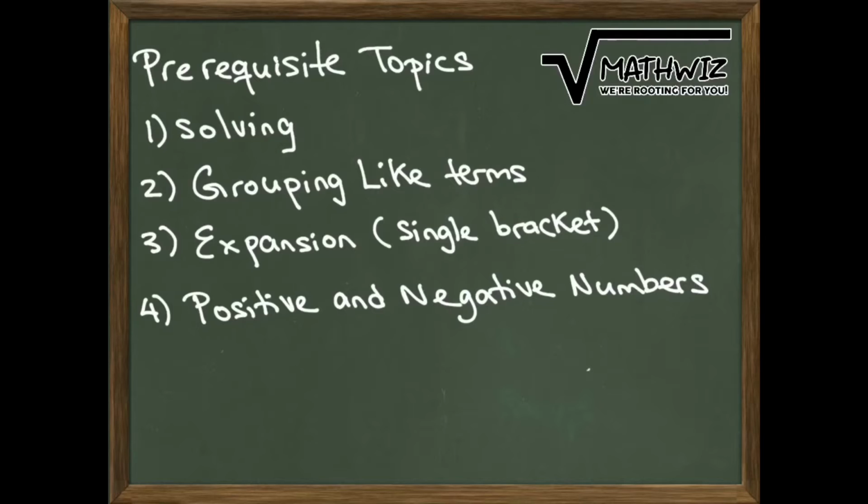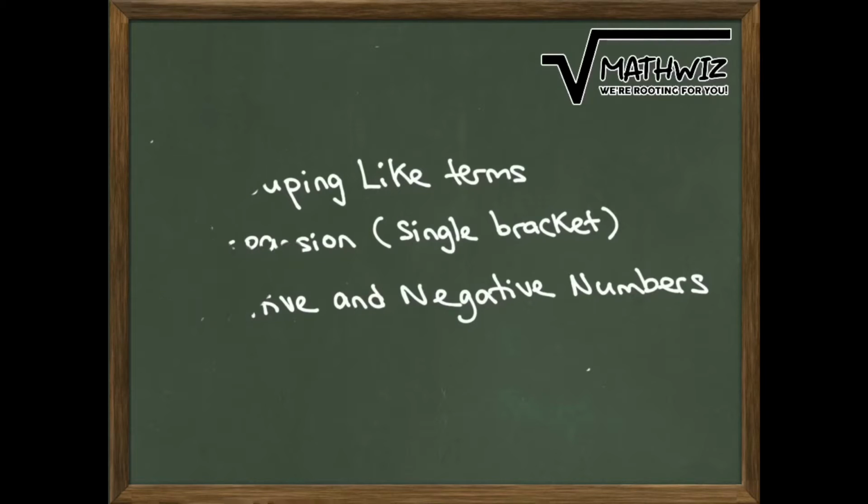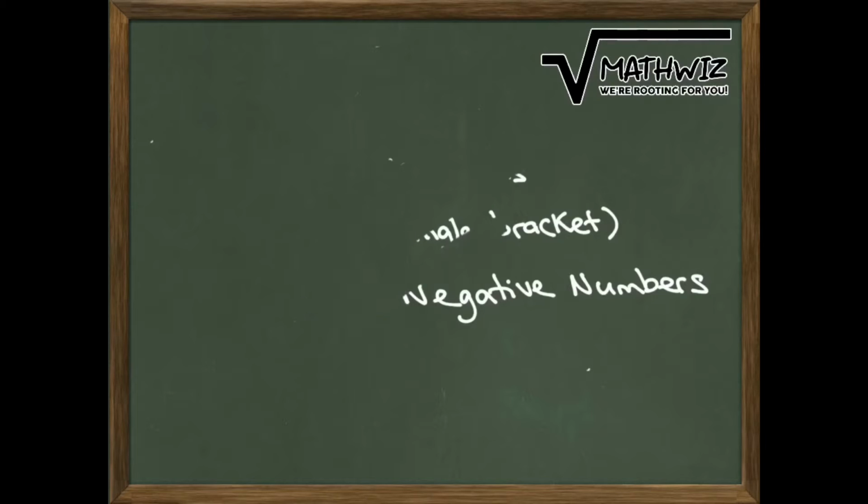So the first one is our solving video. The second one is grouping like terms. And then the third is expansion, specifically single bracket. And then the fourth would be positive and negative numbers. Of course, once you have already mastered those, then feel free to go ahead and just jump right into the remainder of the video. All right, so we're going to go through 2 more past paper questions.